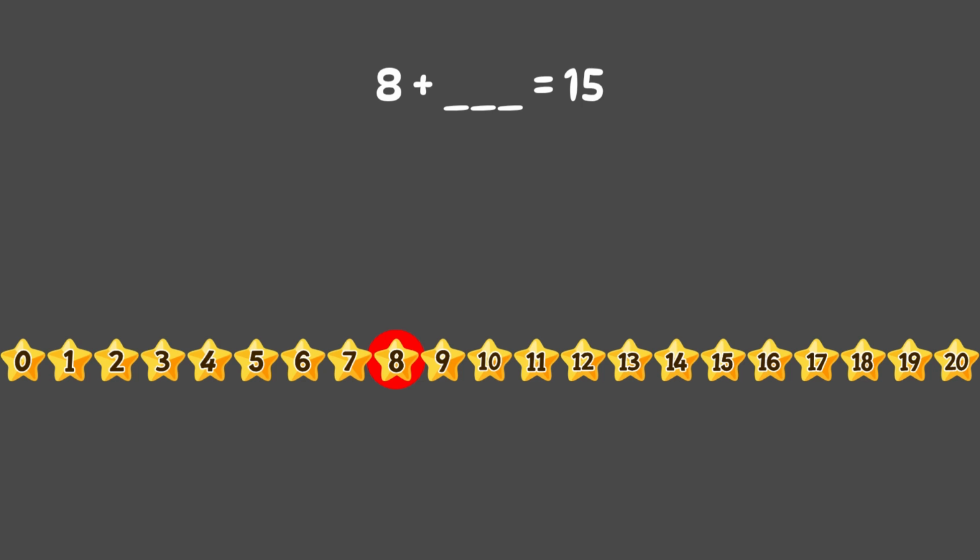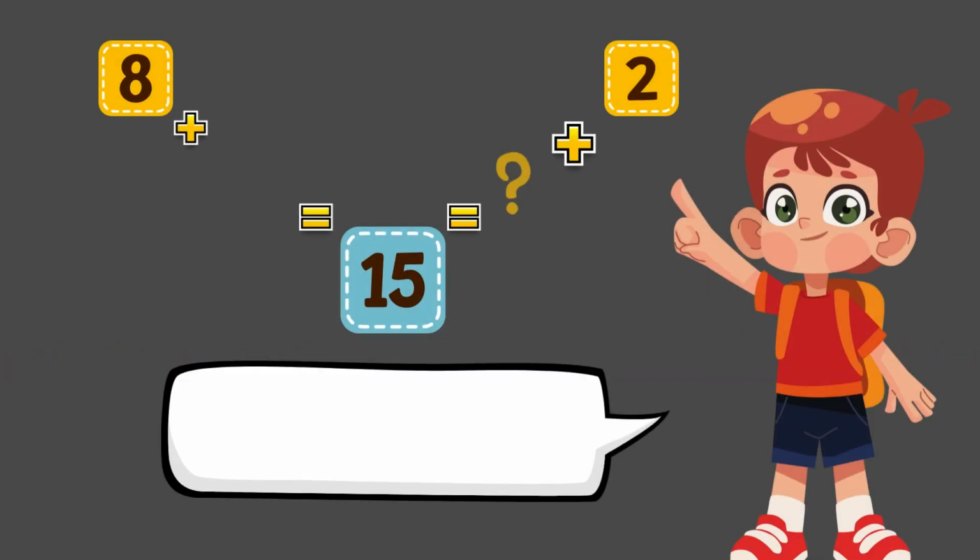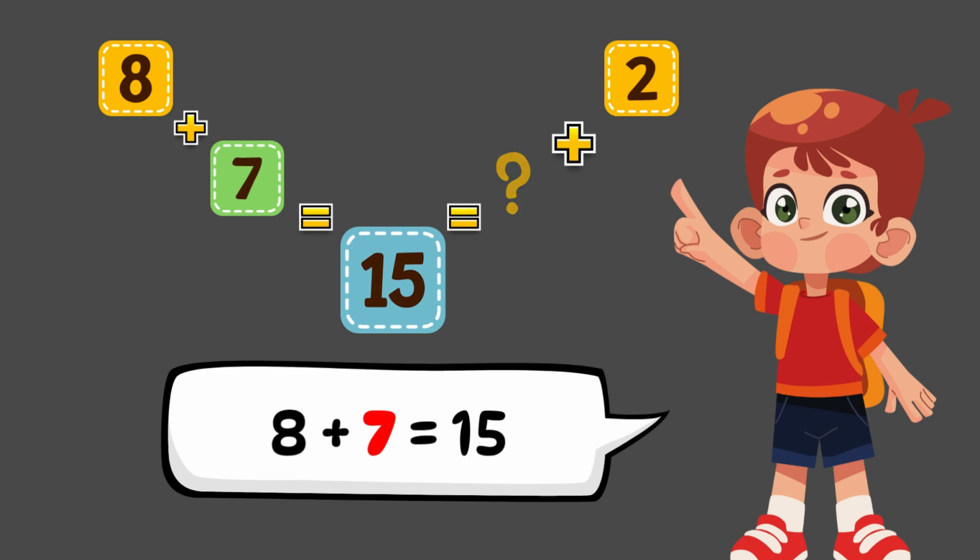Let's start counting. 1, 2, 3, 4, 5, 6, 7. This means when we add 7 to number 8, we will reach 15. 8 plus 7 equals 15.